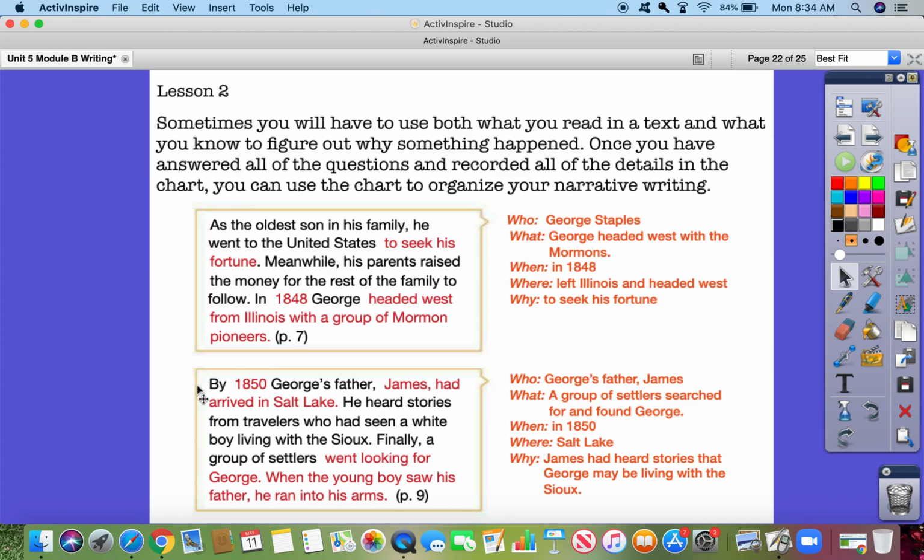"By 1850, George's father, James, had arrived in Salt Lake. He heard stories from travelers who had seen a white boy living with the Sioux. Finally, a group of settlers went looking for George. When the young boy saw his father, he ran into his arms." From page 9. So who? George's father, James. What? A group of settlers searched for and found George. When? In 1850. Where? In Salt Lake. Why? James had heard stories that George may be living with the Sioux.